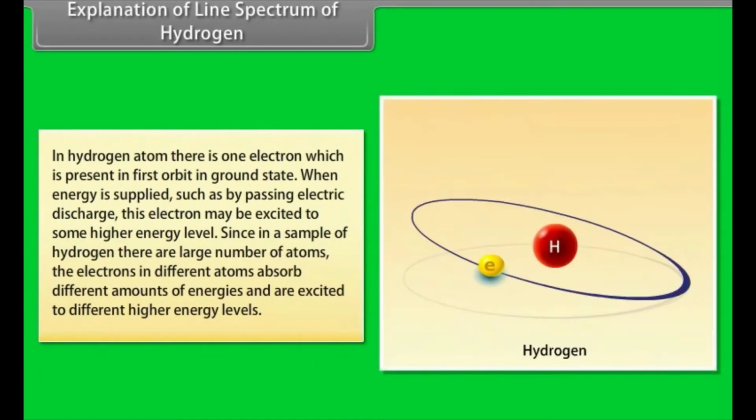In hydrogen atom, there is one electron which is present in first orbit in ground state. When energy is supplied, such as by passing electric discharge, this electron may be excited to some higher energy level. Since in a sample of hydrogen there are large number of atoms, the electrons in different atoms absorb different amounts of energies and are excited to different high energy levels.